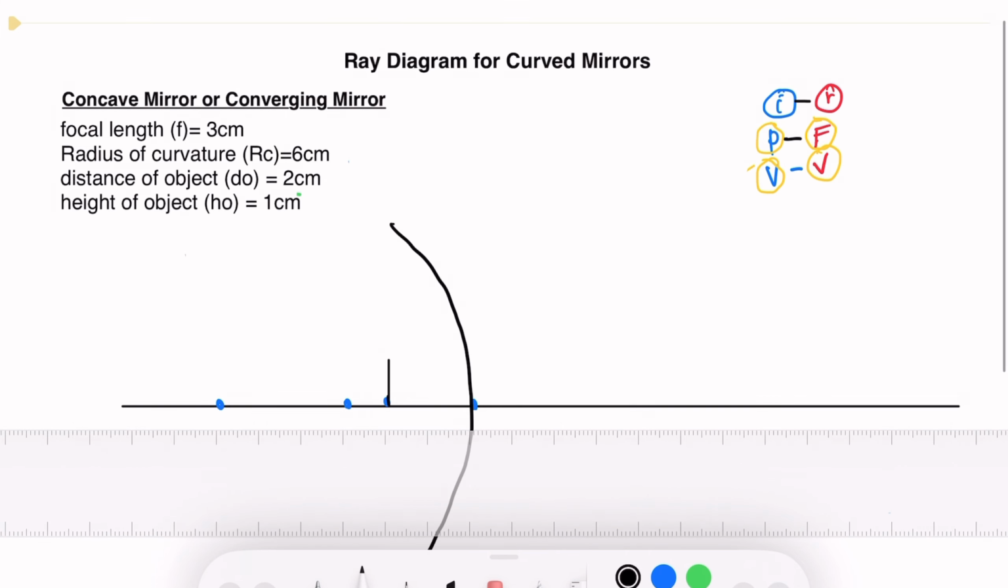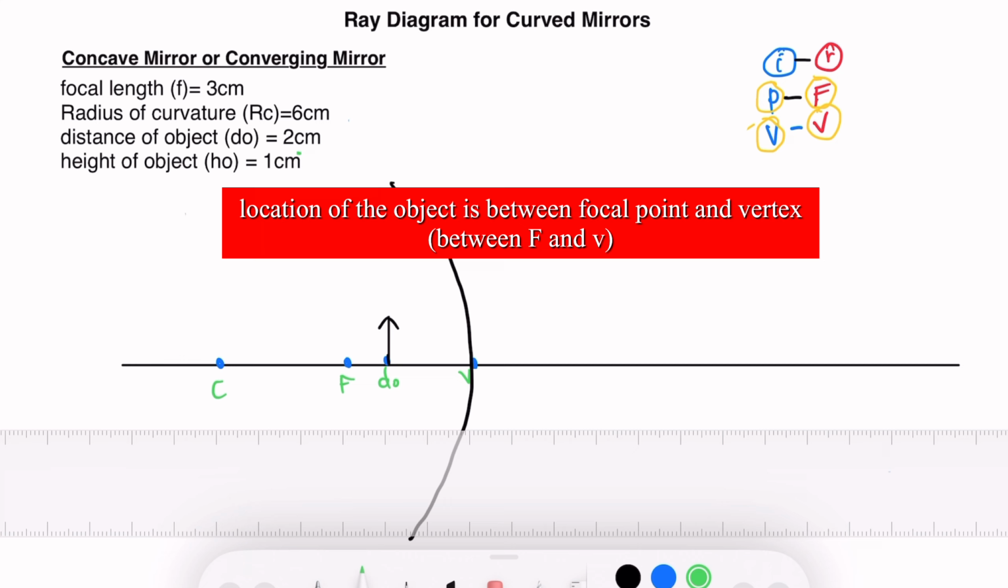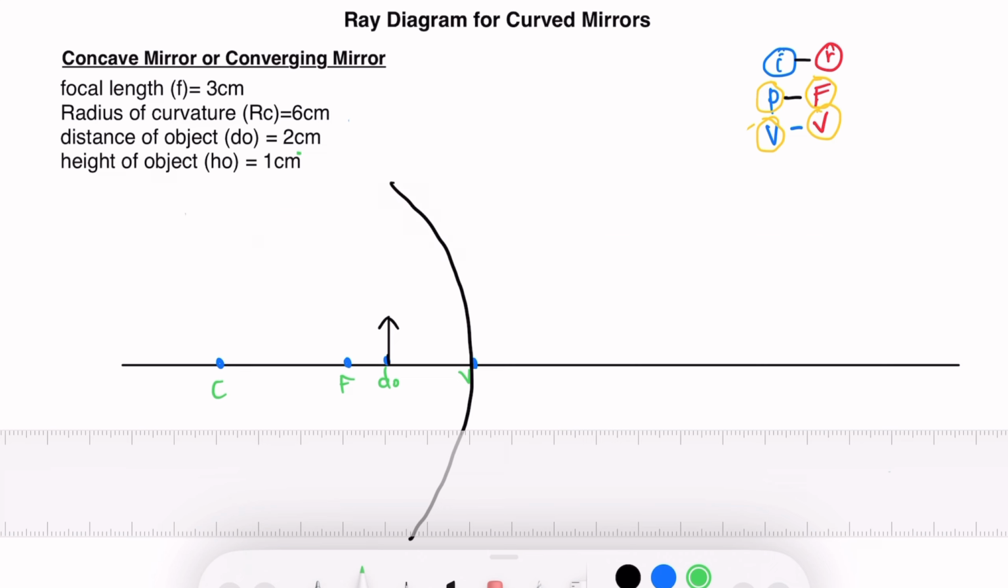So let's label our ray diagram here. This one is V, this one would be our distance of object, this is our focal point, and the center of curvature. If I'm going to describe the location of our object, it is actually between F and V, or between the focal point and the vertex. That's the location of our object. So let's use the PF ray again.